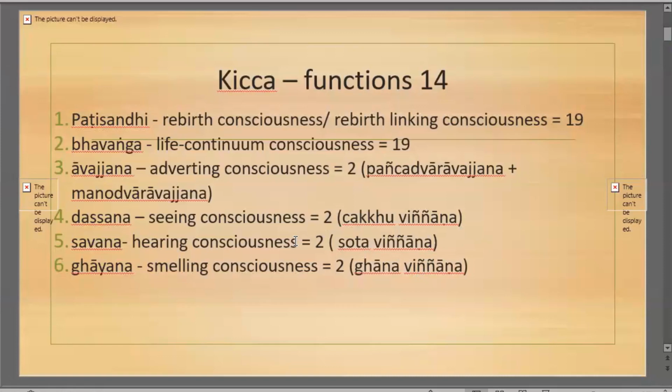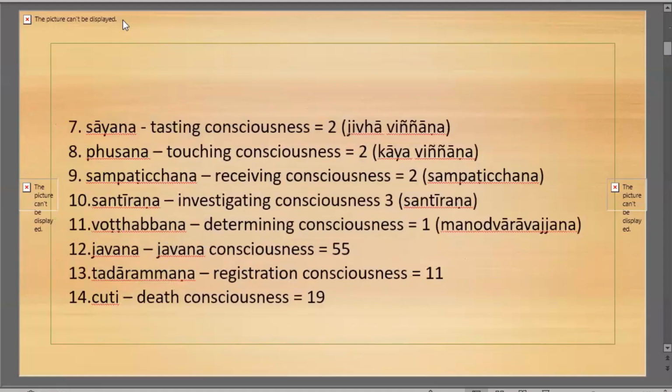Then Dassana, Savana, Ghayana, Sayana, Phusana. These 5 are related with the 5 sense doors. Seeing consciousness is the seeing function. Hearing function by 2 Sota Vinnana. Then smelling function by 2 Ghana Vinnana. Then tasting function by 2 Jivha Vinnana. Touching function by 2 Kaya Vinnana.